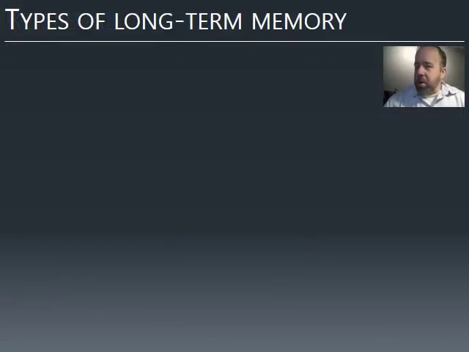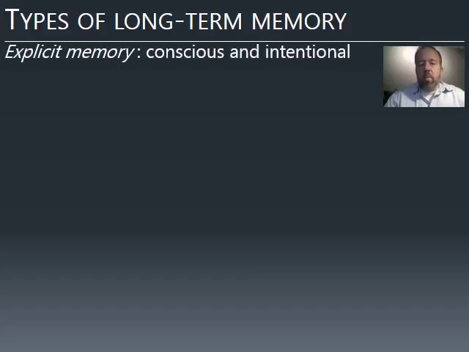Okay, so when it comes to long-term memory, there are actually different kinds. We know that there are different forms of storage, and long-term memory is just one of them. But there are also different kinds of long-term memory itself. One big category is what's called explicit memory. This is sometimes called declarative memory. These are memories that are retrieved consciously and intentionally. So when you try to remember something, it's your explicit memory that you're using.